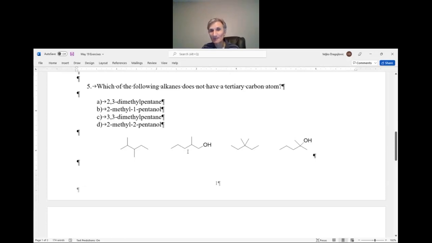How about the next one? 2-methyl-1-pentanol. Well, this 2-methyl, the second carbon, is tertiary because that's a carbon atom bonded to three others. Next one, 3,3-dimethyl. This one actually does not. This is a primary carbon atom, bonded only to one other. This one is secondary, bonded to two others. This one is quaternary, bonded to four others. And then again, secondary, primary. So that's the correct answer.